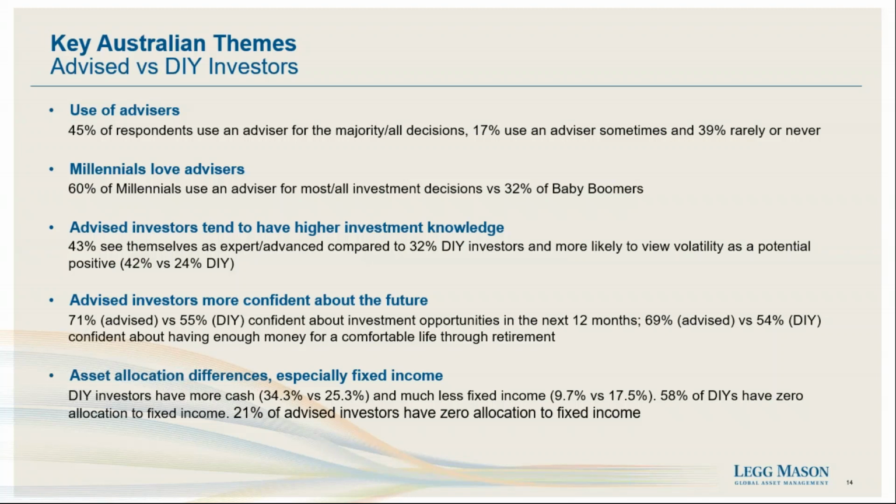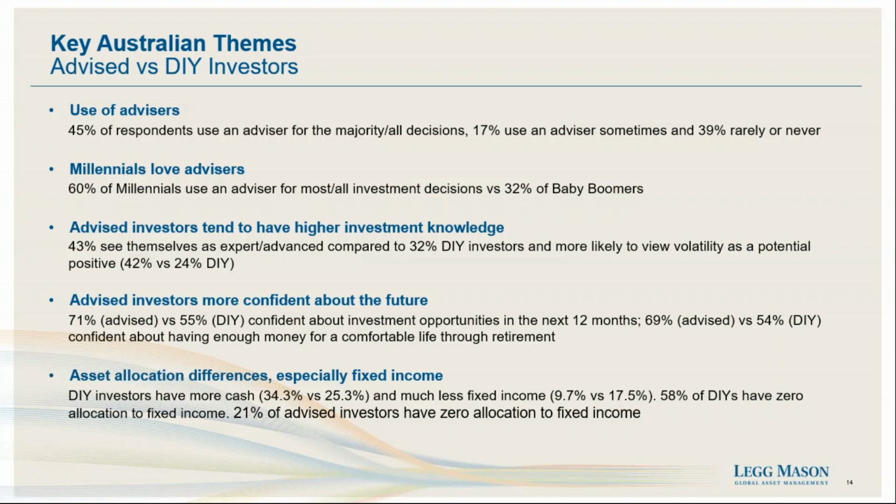And that really parlays into the next point. Advised investors are more confident about the future, more confident about the next 12 months, and more confident in their ability to have enough money for a comfortable retirement. And I suspect that's pointing to sensible long-term financial plans, agreed goals and objectives, and reporting back against those goals and objectives over time.